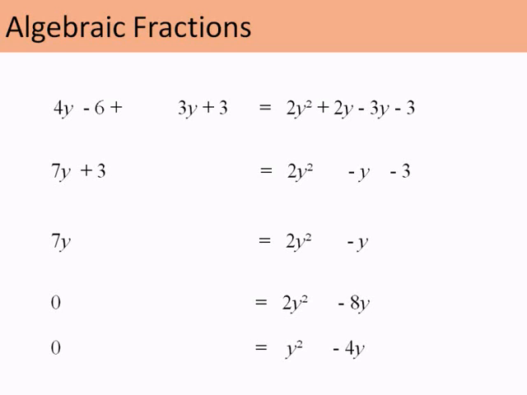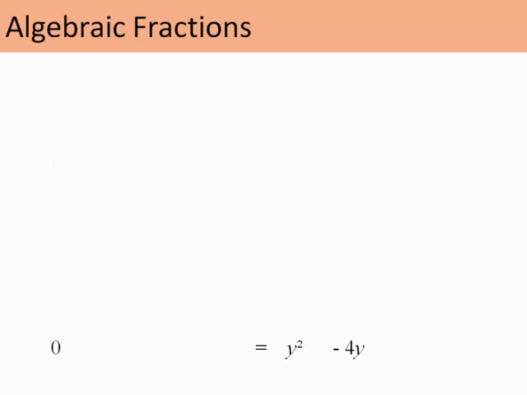Well, I can divide everything there by 2 to make it a bit simpler. 0 equals y squared minus 4y. Just move that up the top. And that factorizes, because both of those things divide by y. So I can write that as 0 equals y times y minus 4.